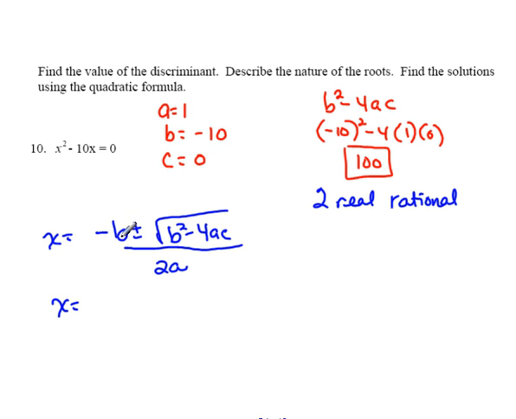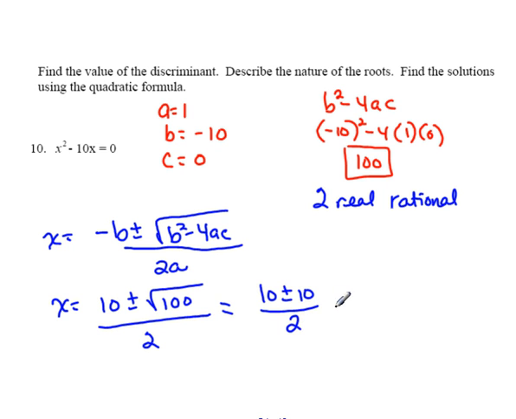Okay, so the opposite of b would be +10 plus or minus the square root of the discriminant, which is 100, all over 2 times a, which is 2 times 1, which is 2. If the radical can be simplified, you need to simplify the problem. Well, it can. The square root of 100 is 10. You'll notice that the radical is no longer in the answer, and that's what we said. We would not have a radical.